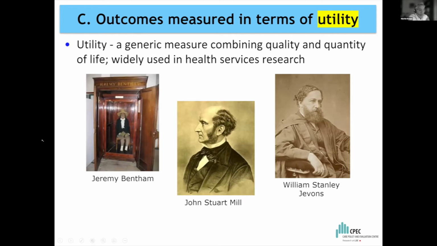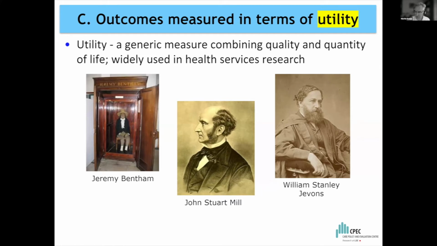The third one is the area of utility, and this is linked to the philosophy of utilitarianism associated with Jeremy Bentham, who still sits stuffed. You know, he's had all his innards taken out and his skin is stuffed and sits in that glass cabinet in UCL. I don't know why they do that, but there he is. And John Stuart Mill, and then William Stanley Jevons, who is an economist, all associated with this utility approach.